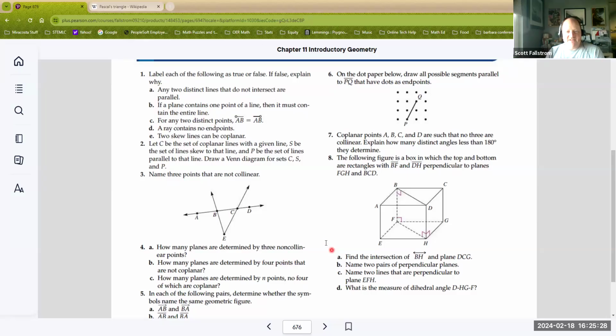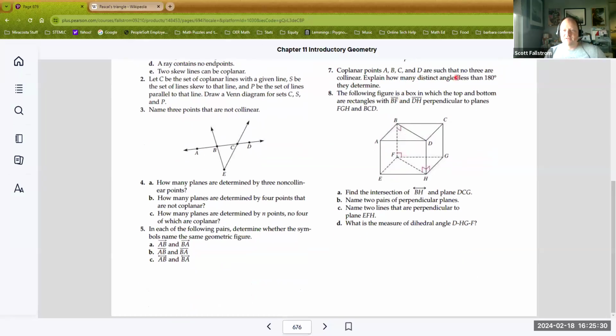Okay, number 7 was up next. Coplanar points are such that no 3 are collinear. That makes sense. Explain how many distinct angles less than 100 degrees they determine. So we cannot choose, let's see here. Let's get some white space.